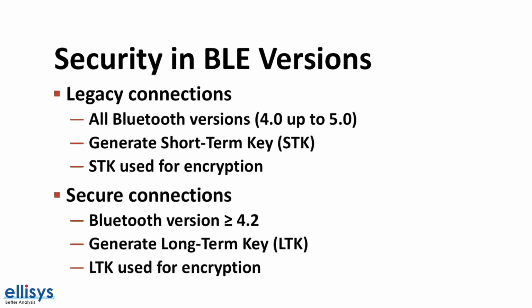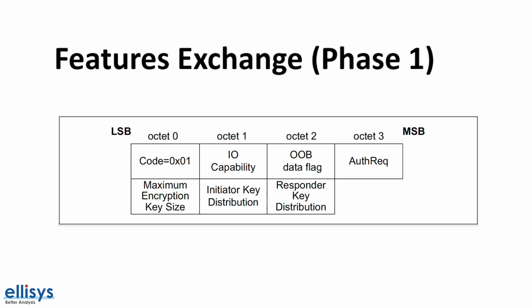Before we get into the different pairing methods, let's take a look at some of the features that get exchanged between the two devices during phase 1. They include the following: I/O capabilities for the devices, such as the existence of a display, a keyboard, or yes and no keys; the out-of-band flag; as well as authentication requirements. Some of these authentication requirements include whether bonding is requested or not, whether man-in-the-middle protection is requested, as well as the support of secure connections. And finally, we have the maximum encryption key size and which keys are to be distributed between the two devices.